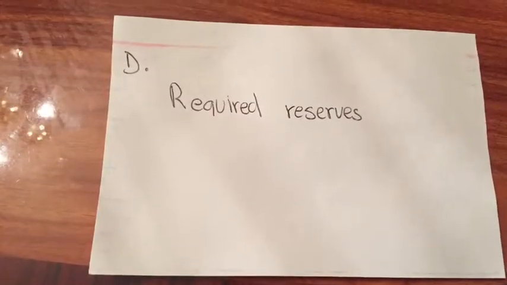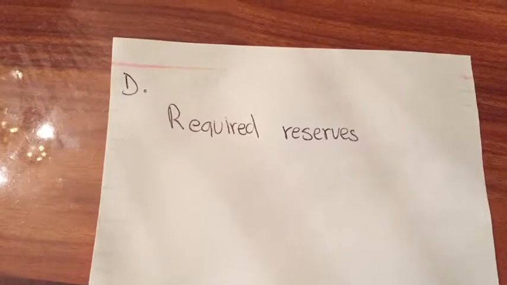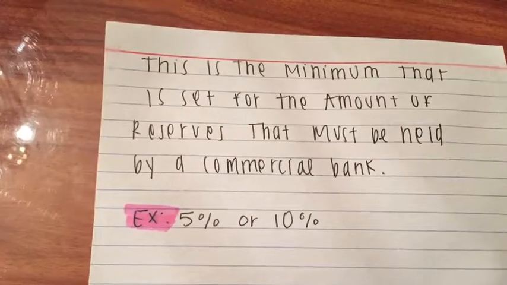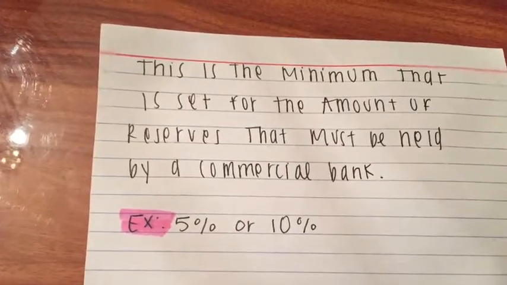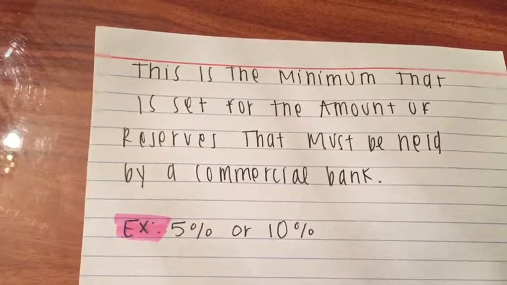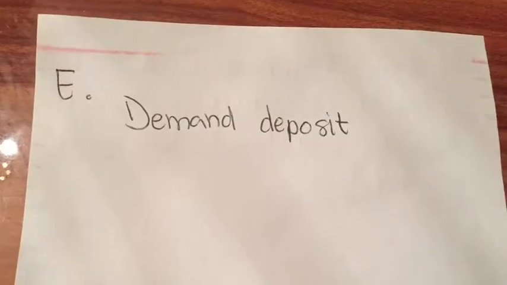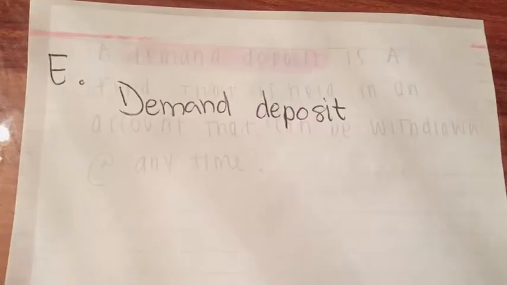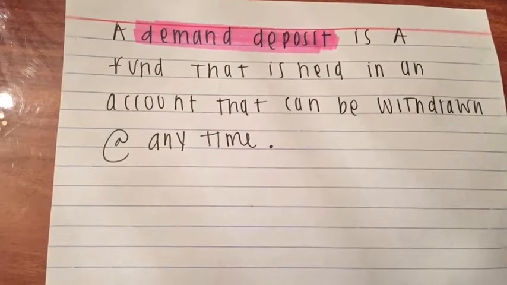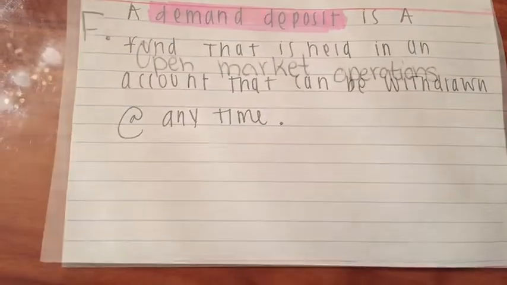Required reserve is the minimum that is set for the amount of reserves that must be held by a commercial bank. An example would be 5% or 10%. Most banks today use 10%. A demand deposit is a fund that is held in an account that can be withdrawn at any time.